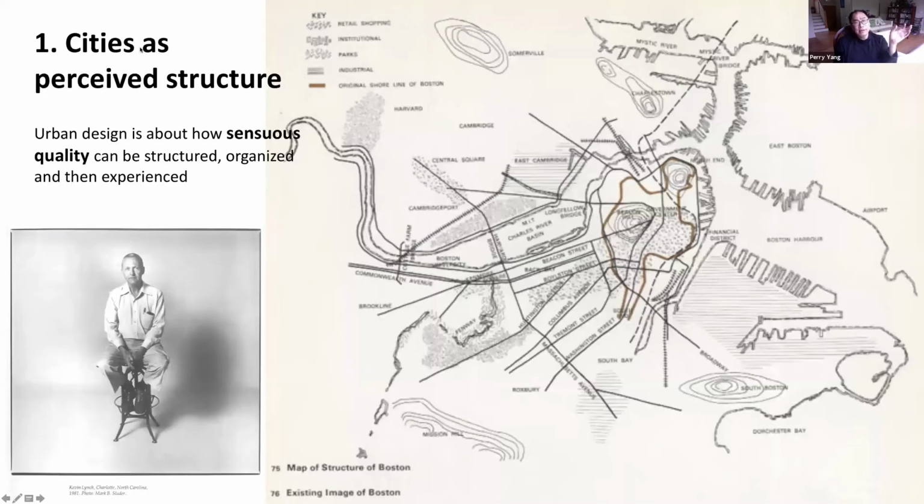So Kevin Lynch talked about the city as a perceived structure. So there's a mental and physical structure of the city, and there's a human perception behind the city. There's a sensuous quality that we need to understand further. So urban design is about how sensuous quality can be structured, organized, and experienced. So this is the city of Boston. You can see the diagram that he drew, talking about the waterfront and some of those important landmark districts, urban nodes, and so on.